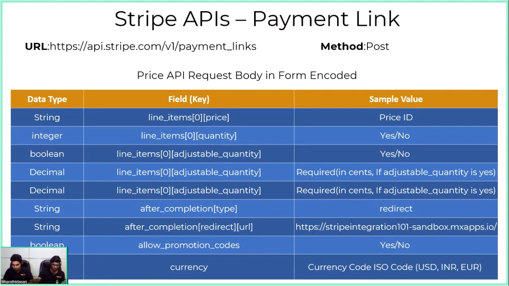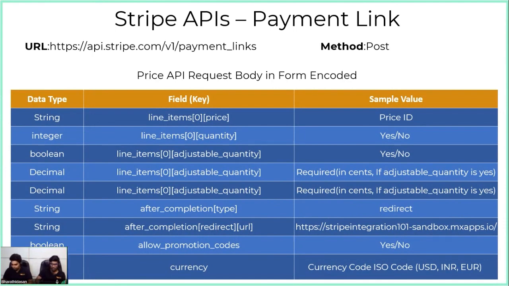Adjustable quantity can be enabled if any adjustment needs to be done on the quantity side while the payment is being made from Stripe. Also, if any redirection needs to happen after the payment, that can be done using these 2 key fields, that is, after completion type and after completion redirect URL. So we need to pass type as redirect and pass the respective URL to be redirected to. Also, we can pass the promotion codes. We can enable promotion codes, yes or no, using that boolean. And the last and final field is the currency, which is the ISO currency code.